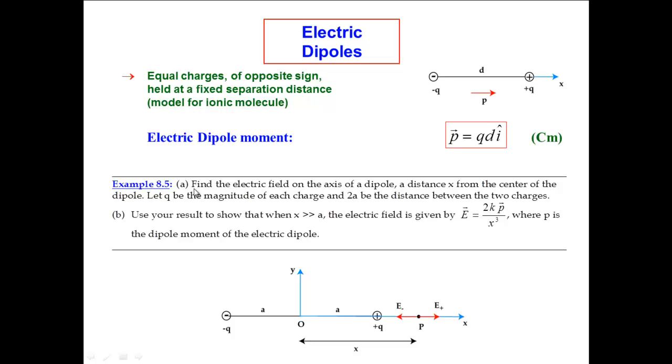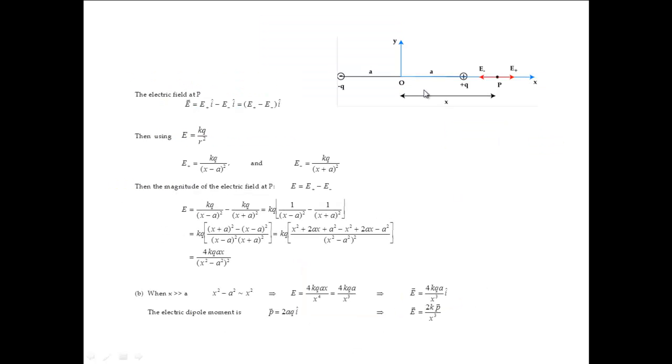So part A is just to find the electric field on the axis of the dipole at point P, and then we want to show an approximate expression for that result, which is a handy one to use when we're dealing with electric dipoles. So here's how it works. You see again the sketch reproduced on this slide, and what we want to do is calculate the fields E minus and E plus and then combine them through the superposition principle to find the net field at point P.